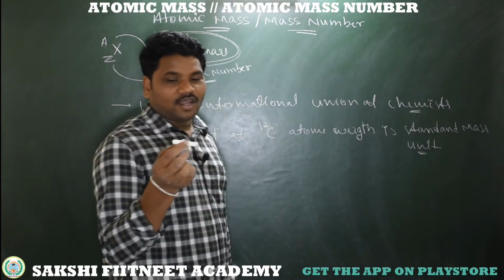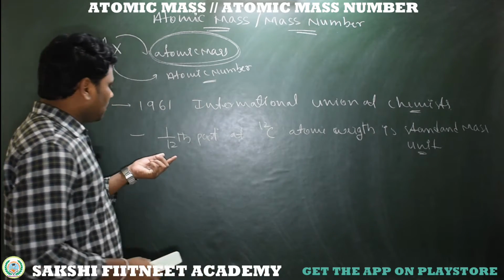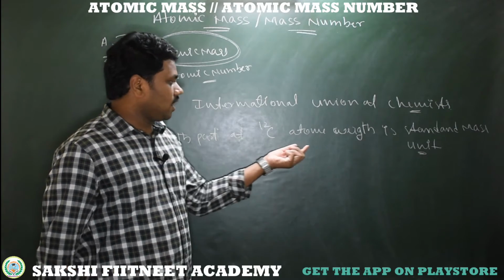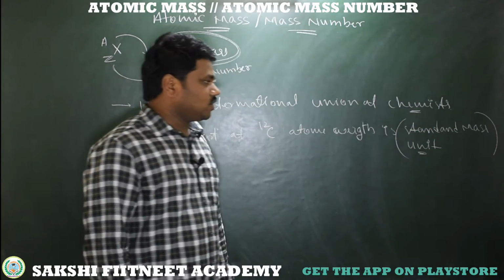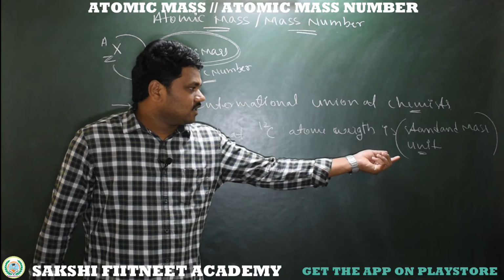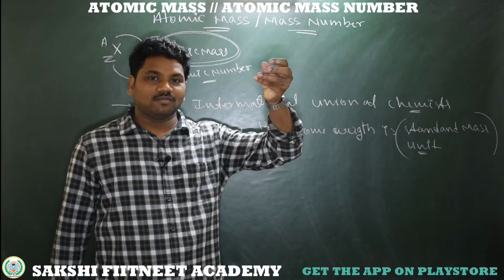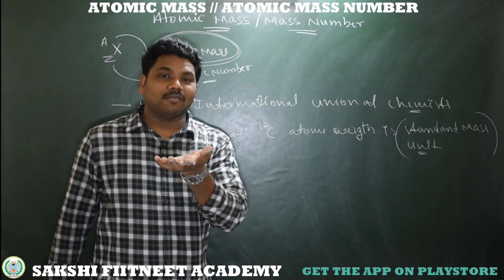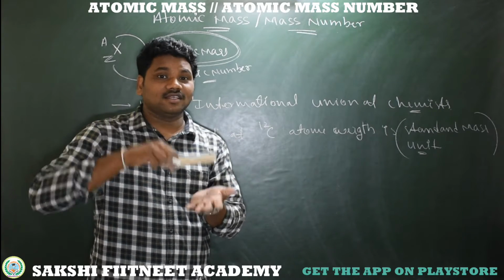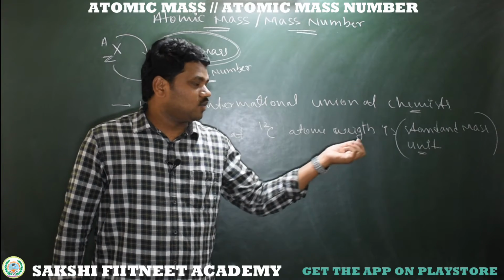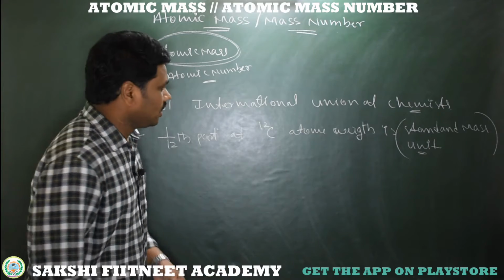So like gram, how we compared this chalk piece and this duster, here we are taking a 1/12th part of C12 atomic weight as a standard mass unit. Then while taking this standard mass unit, we are comparing this value with the mass of other atoms. Then we are getting the number of times. How many times the mass of an atom is higher than this AMU, that is 1/12th part of the C12 atom, is equal to the mass number of that particular element.